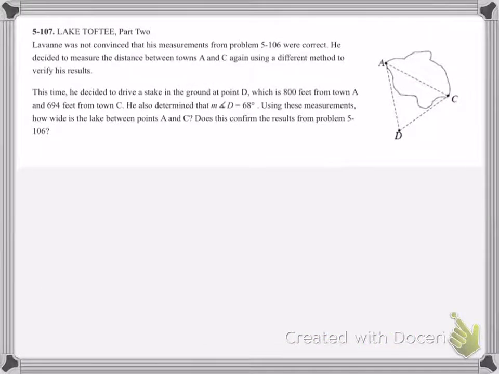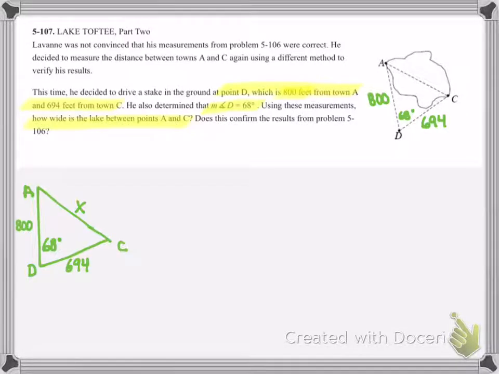So take a moment to read this example. It's the same lake, but some different scenarios here, and see if you can label up the diagram and decide which tool you're going to use. So the information we're presented with here is a little bit different, but in this case we are given the distance between A and D, which is that 800 feet. We're given the distance between C and D, which is that 694 feet, and then we're also given the angle D, which is the 68 degrees.